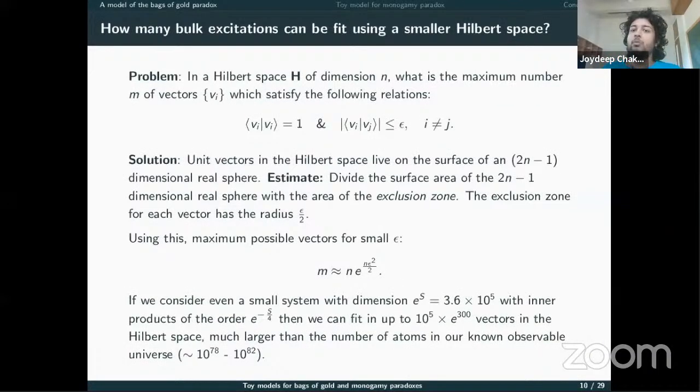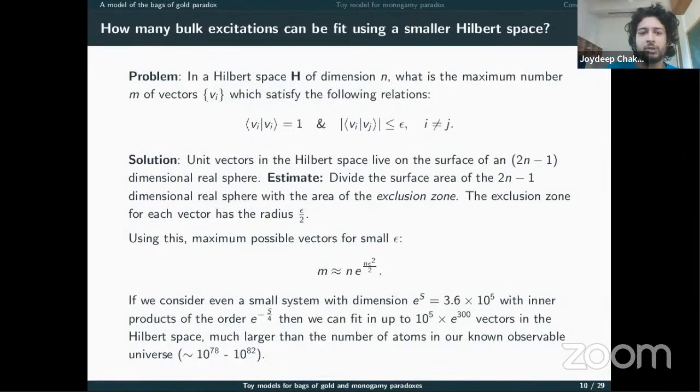So let us count how many bulk excitations we can fit using a smaller Hilbert space. Consider a Hilbert space of dimension n, and our problem is to calculate the maximum number of vectors m which satisfy the following relation. That is, these vectors are normalized and they have a very small inner product between each other, which we quantify by saying it's of the order epsilon.